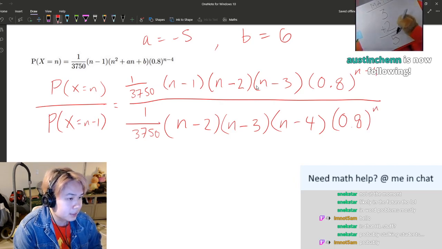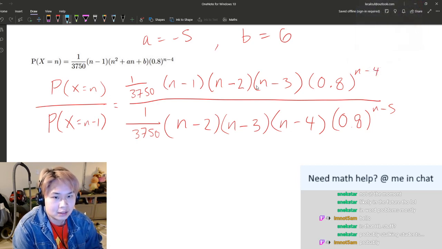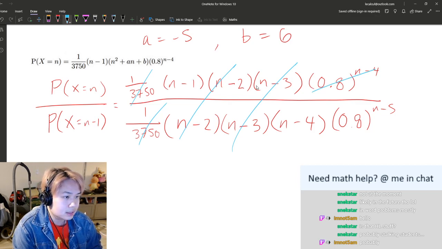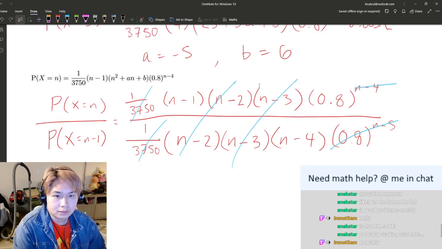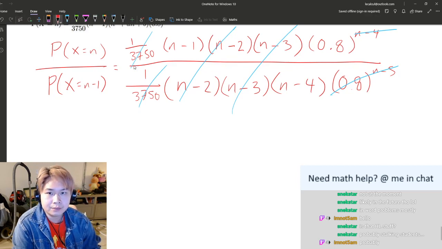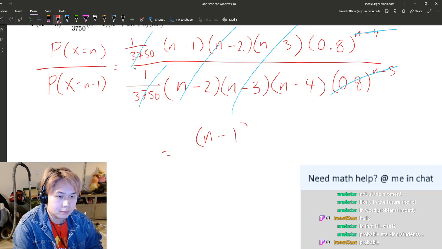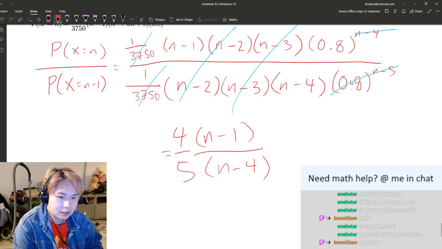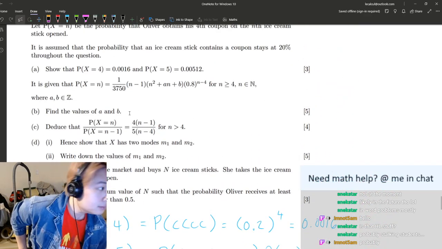4. And then n minus 4 becomes n minus 5. And then lots of things cancel out here. And this one, and this one? Wait, no, this one, and this one. So what am I supposed to show? That it becomes 4 over 5? Okay, so let's see what we have. We have n minus 1 over n minus 4. And then we have a 0.8. And then 0.8 we can write as 4 over 5. So then we're done. Easy.